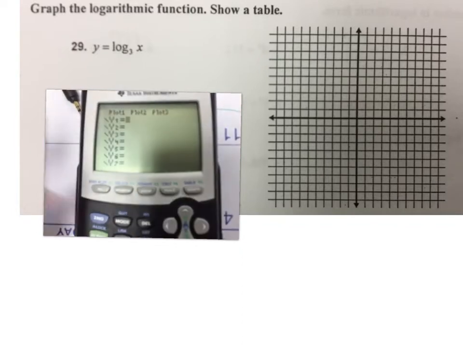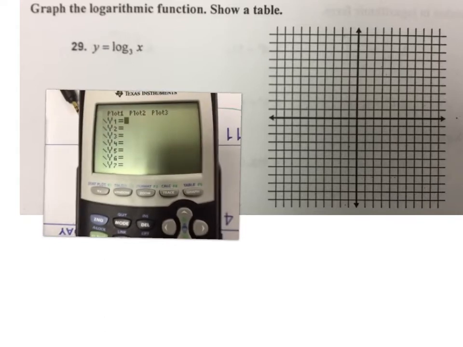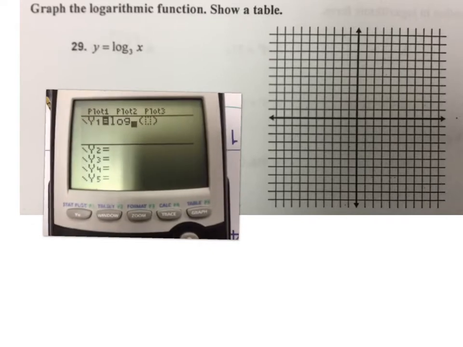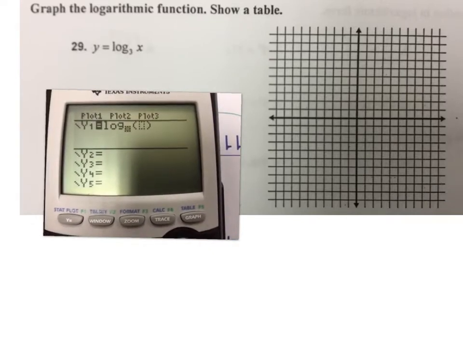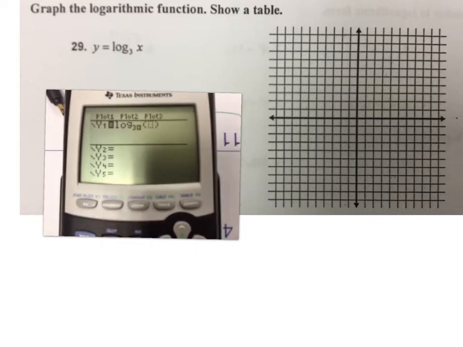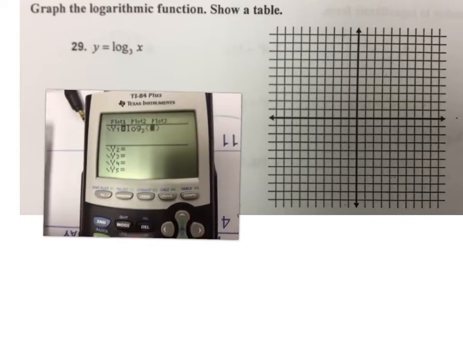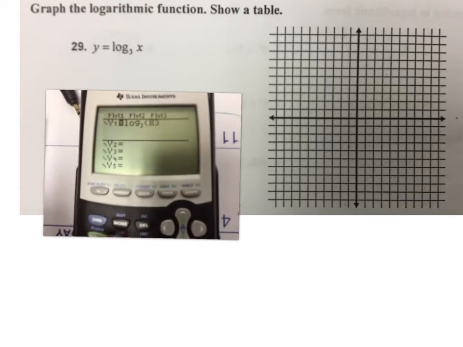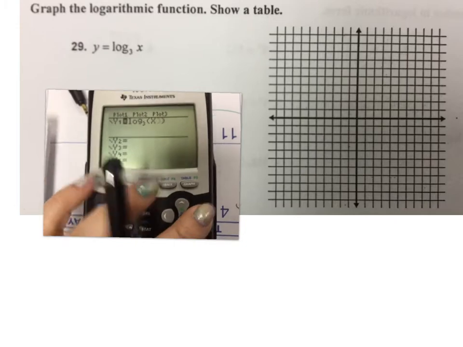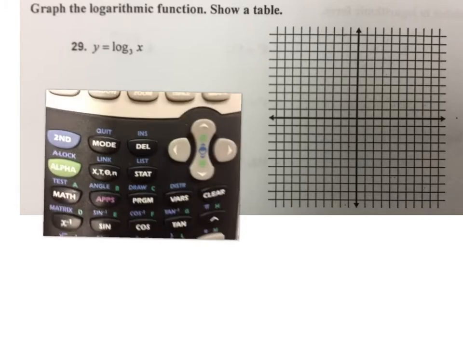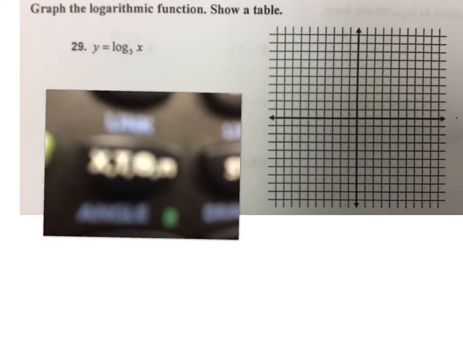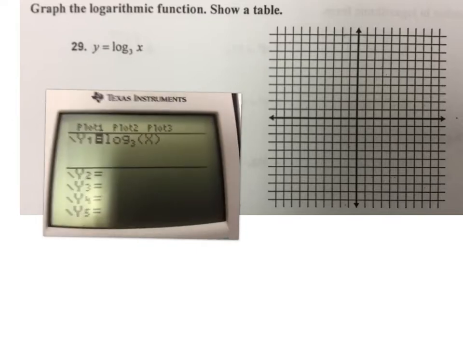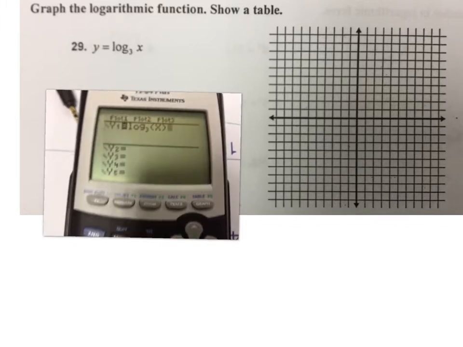If I want to type in log base something, I'm going to tap math, alpha, math to get log base on my y equals screen. My base here is 3, so input a 3, right arrow, and I need to put an x into the function there. So log base 3 of x. Remember the x button is right here, beside alpha. Log base 3 of x. Okay, push the graph button.